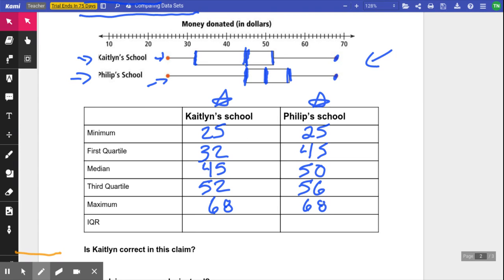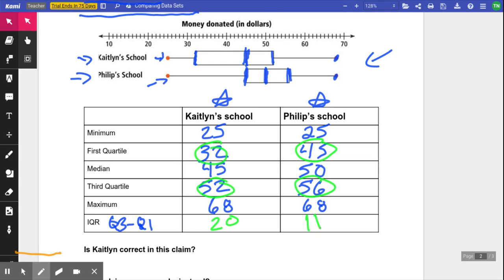Let's answer this last question. The IQR, which again is quartile 3 minus quartile 1. So for this one, let's go ahead and hit it with the red. Let's go with the green. Quartile 3 right here minus quartile 1. So 52 minus 32 is 20. And this other one here is 56 minus 45, which is 11.